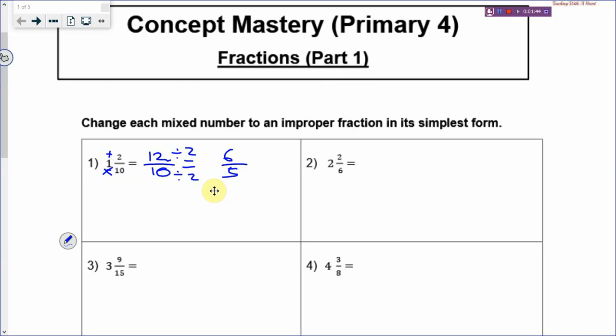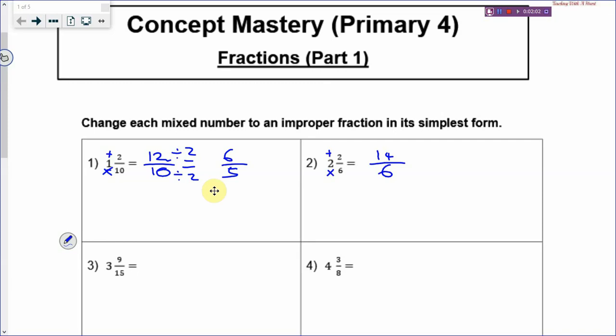Alright, now let's go to the next mixed number. How do I change this into improper? You take the whole number and you multiply by the denominator, 6. So 2 times 6, you get 12. And then 12 plus 2, you get 14. And your denominator will always remain the same, which is 14 over 6.